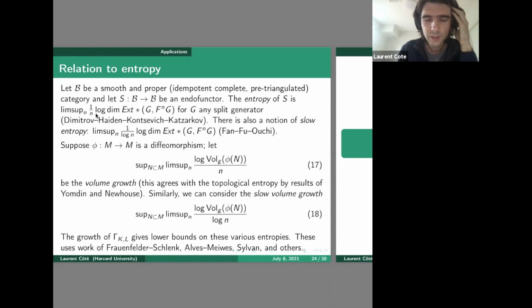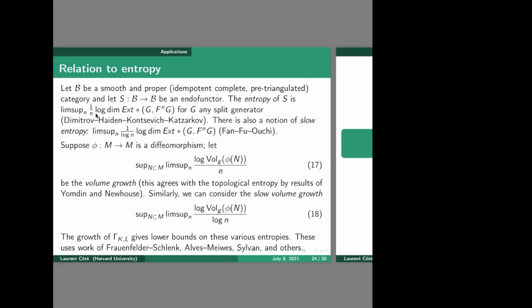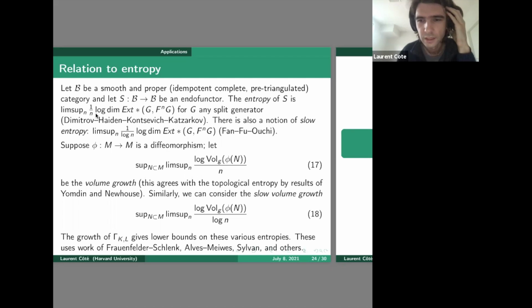So the point I was going to come to is that the growth of this function gamma k sub L gives lower bounds on these various notions of entropy. And these lower bounds use work of various other authors, including Paul Seidel, Schlenk, Alves, Meiwes, Sylvan, and others. Okay, I guess I won't say anything more about this for now.